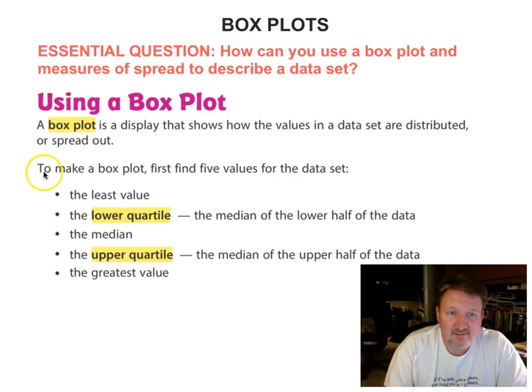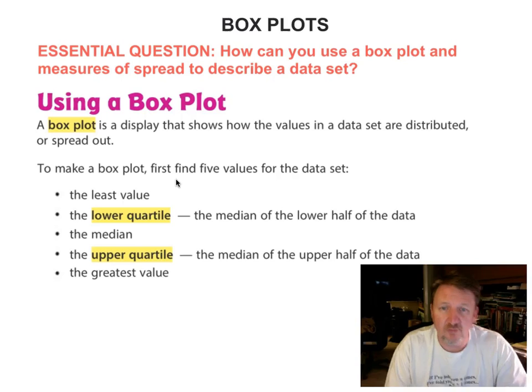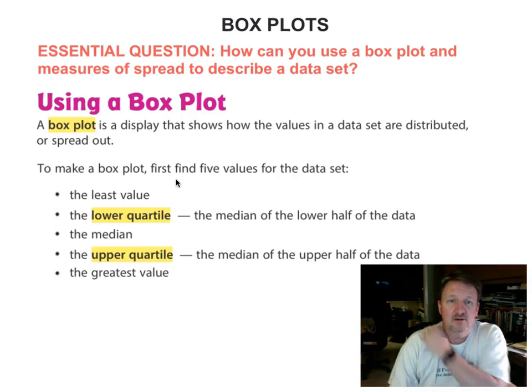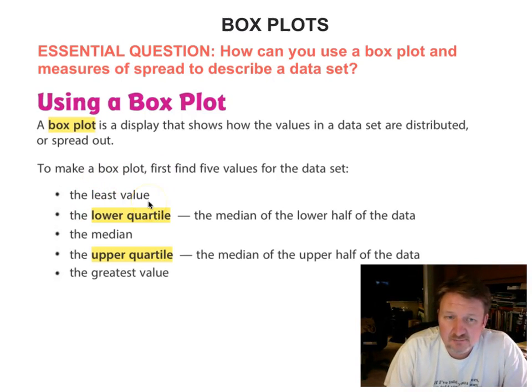The first thing you need to know is, to make a box plot, you first have to find 5 values for the data set. First, you want to find the least value. The next thing you want to find is the greatest value. Those are probably the 2 easiest things to find in this whole thing.